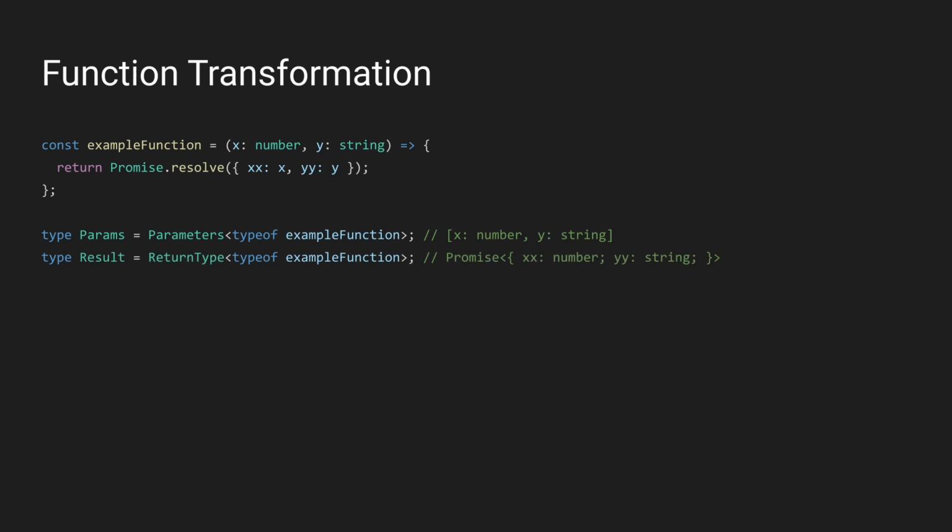ReturnType is easier. It returns the type of the result returned by the function. In the example, it's a promise that resolves to an object with XX and YY keys. These utilities are not used as often as object utilities, but sometimes we want to have compatible return types between functions, and we can use those types to enforce such behavior.